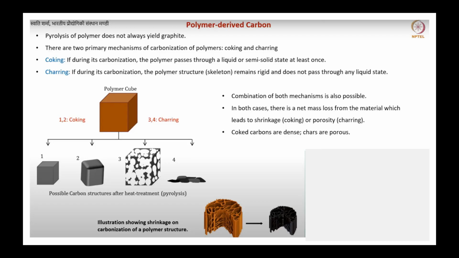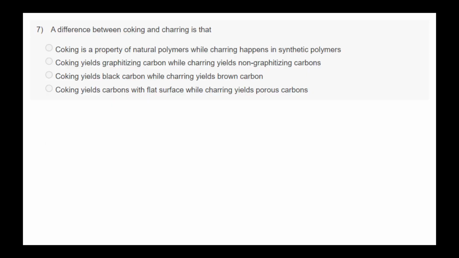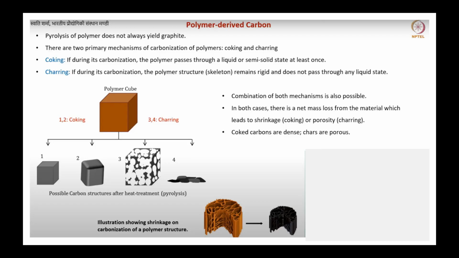So coke carbons are dense and chars are porous. Here you can see the coking, and in carrying you will get a porous kind of structure. So here they're asking the difference between coking and carrying. Coking yields carbon with flat surface while carrying yields porous carbon. Here you can see it is highly porous, and the other is like a solid with a flat surface. So I hope it is clear.